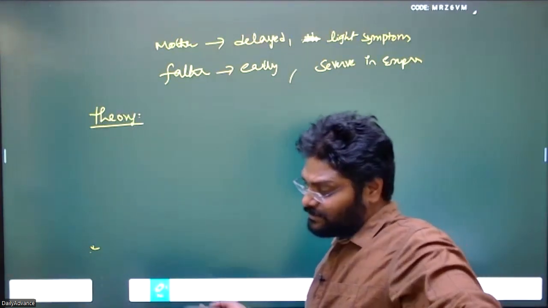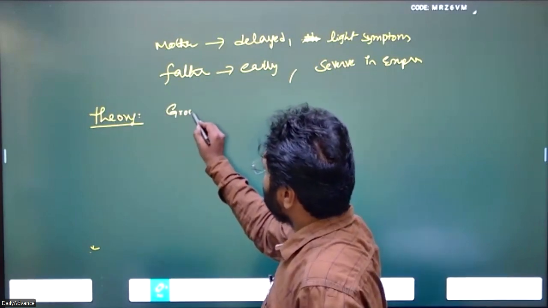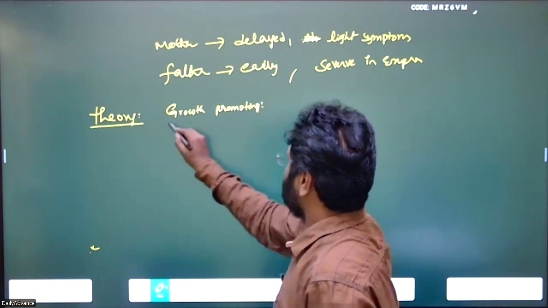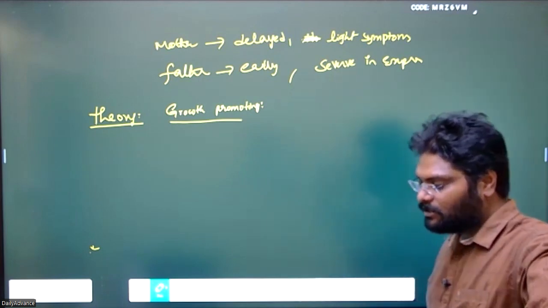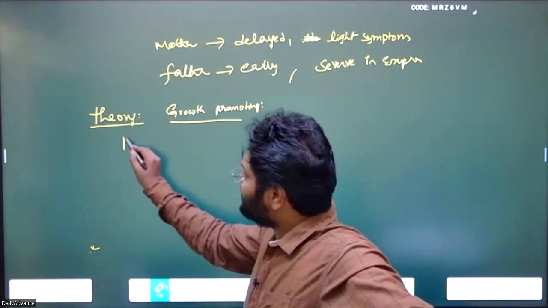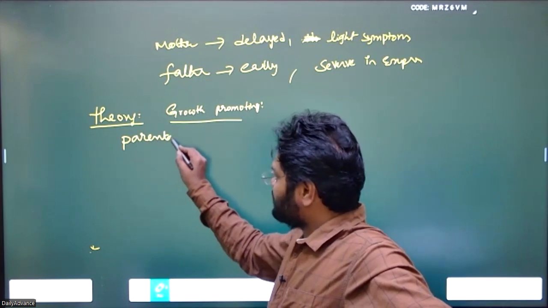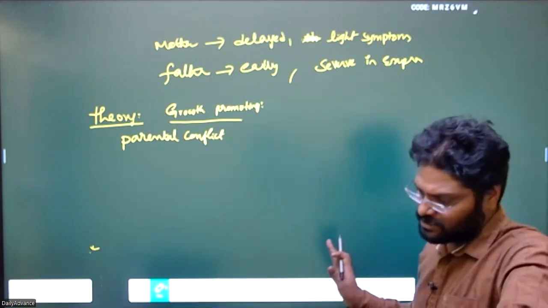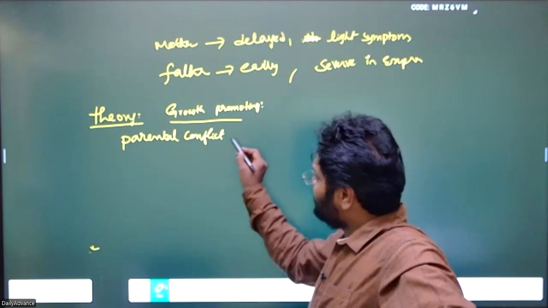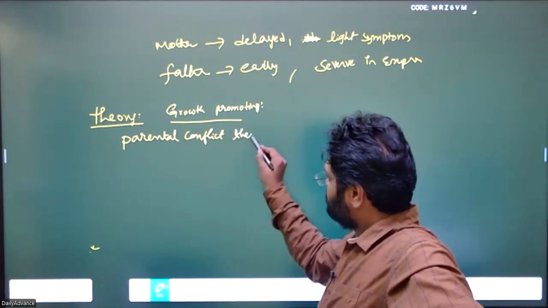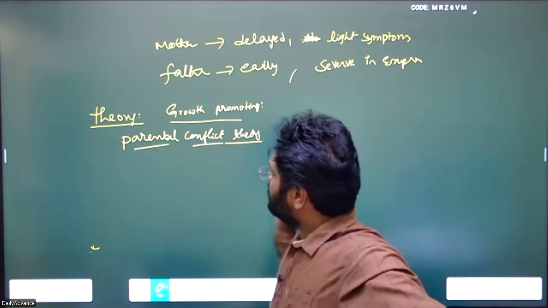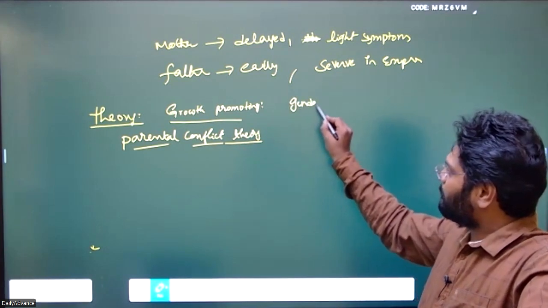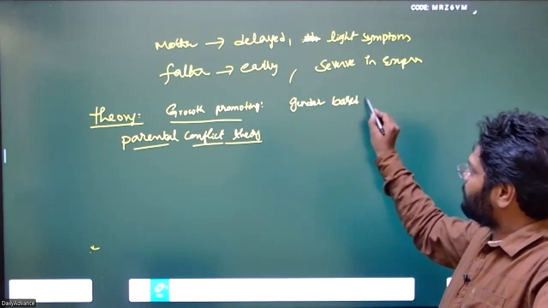So why? For suppose, growth promoting genes are there. The theory name is parental conflict theory. This only you can remember. Generally nobody discusses all these things. You should write only this theory: parental conflict theory. For suppose, growth promoting genes are gender based imprinted.